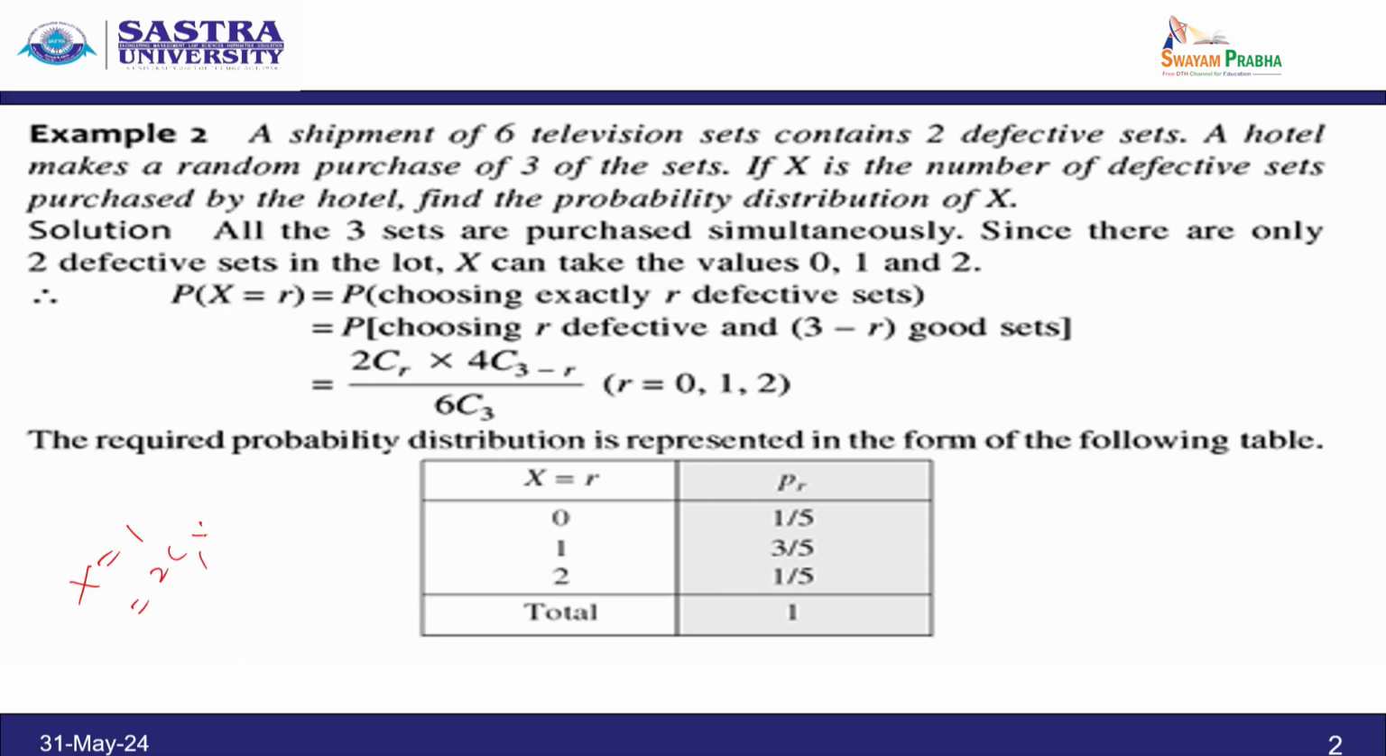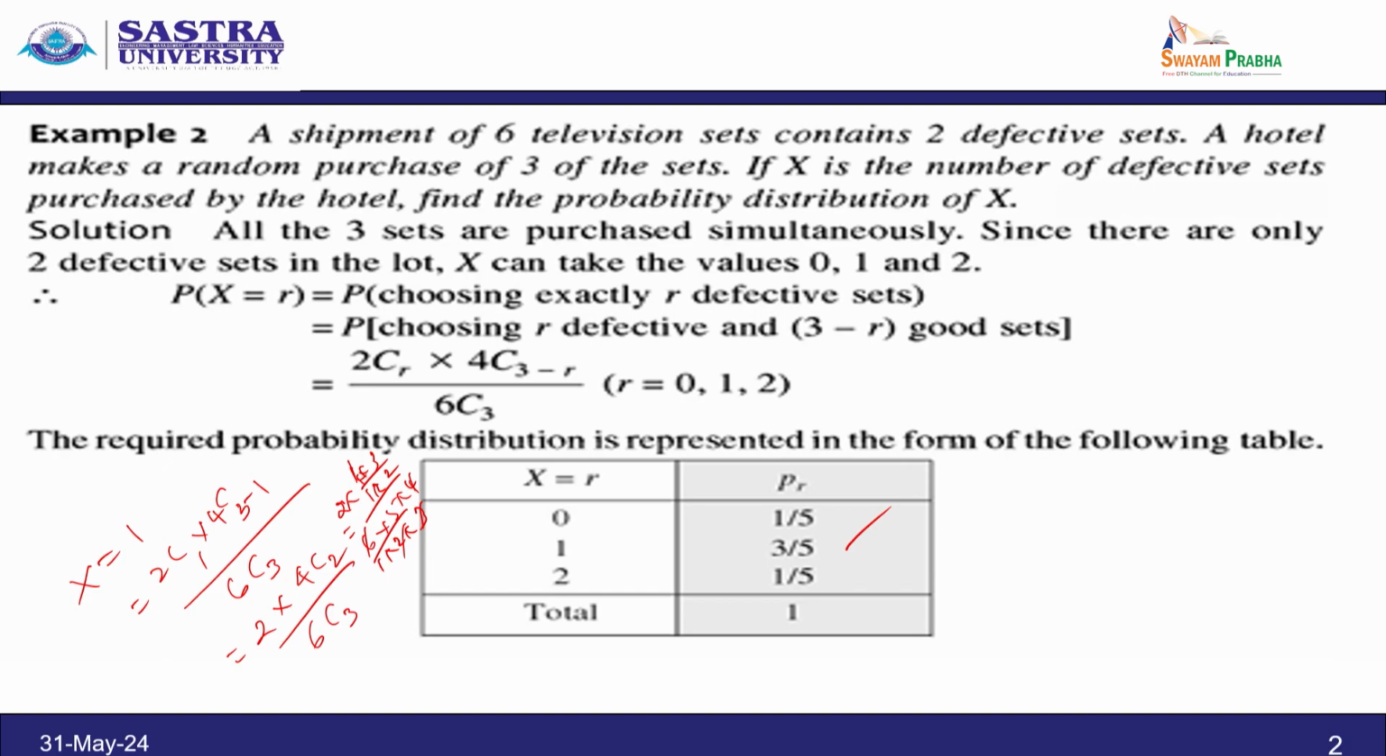2C1 into 4C3 minus 1 by 6C3 is equal to 2 into 4C2 divided by 6C3, and 2 into 4 into 3 by 1 into 2 by 6 into 5 into 4 by 1 into 2 into 3. Therefore, 2 into 3 is 6 get cancelled, and 4 get cancelled, and then 6 by 10, that is 3 by 5.